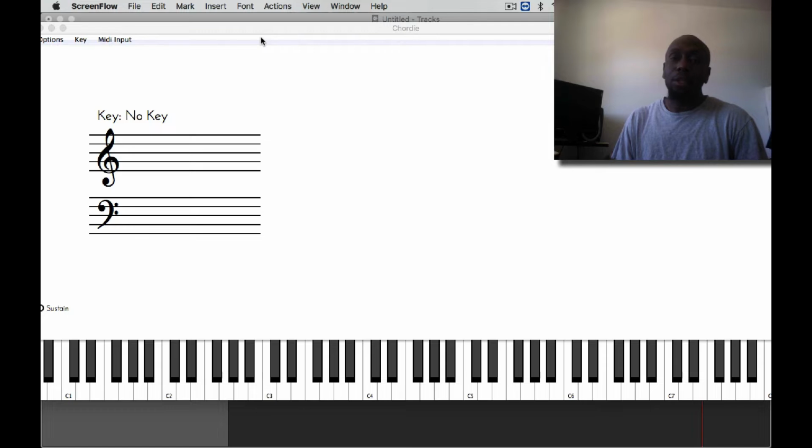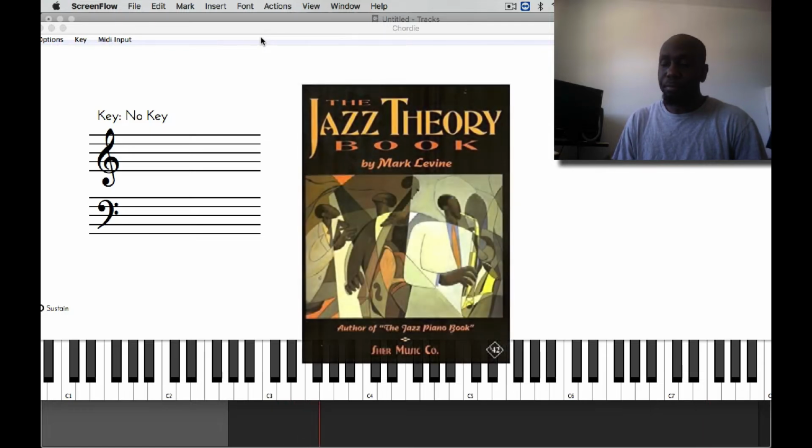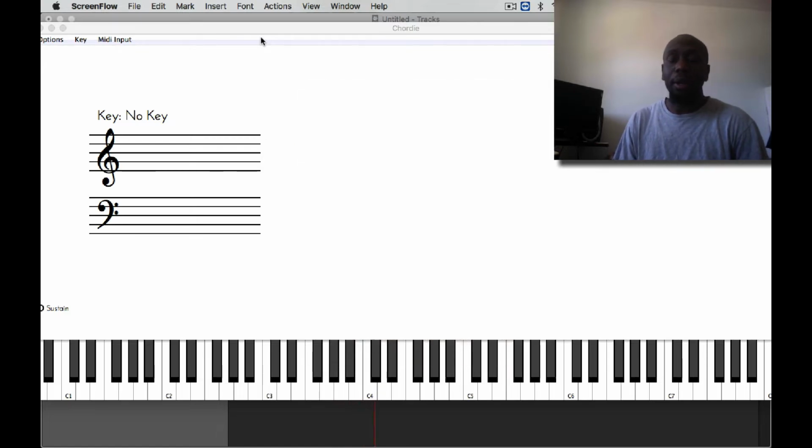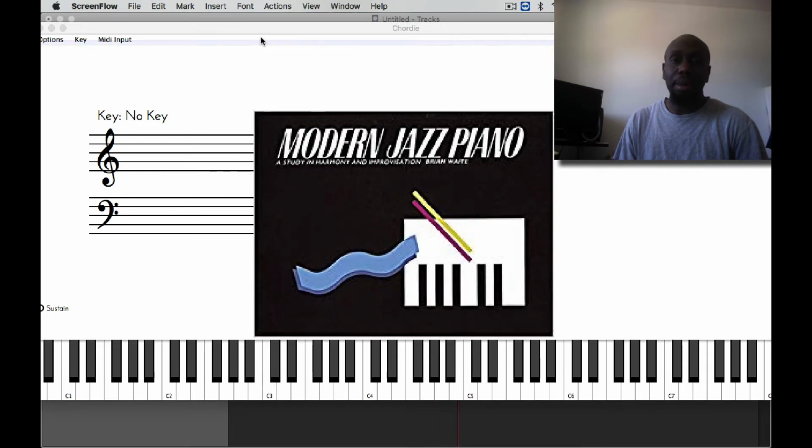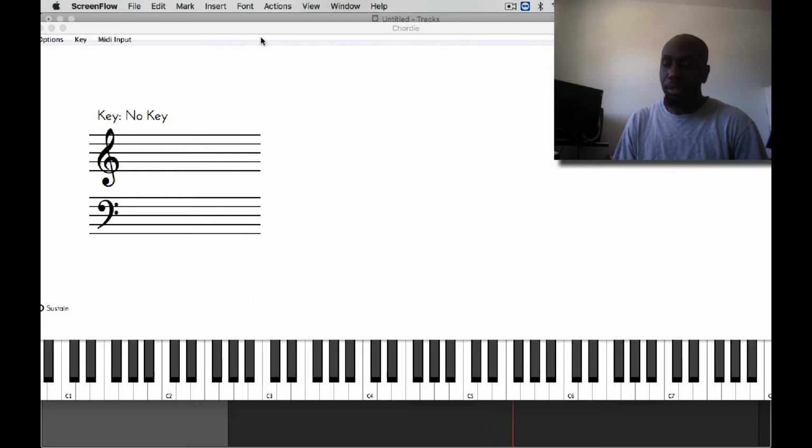So one book that I have is called the Jazz Theory Book by Mark Levine. That's a really good book. Another book that I have is called Modern Jazz Piano by Brian Waite. That's a good book. Let's see.